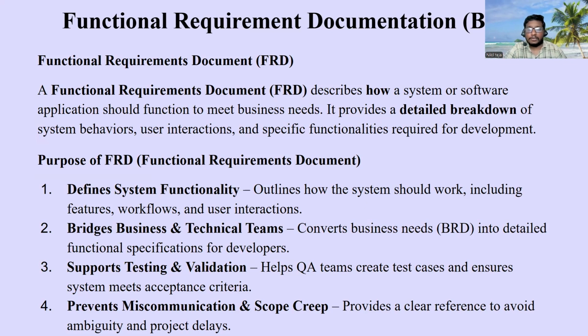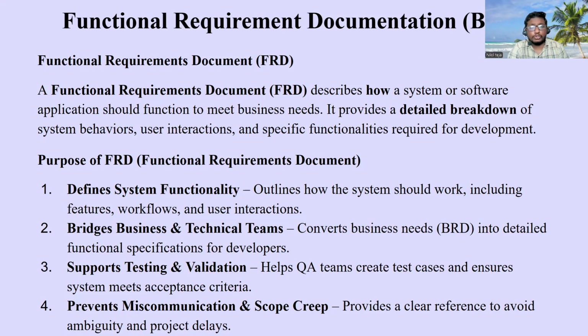The functional requirement document, or FRD, describes how we will be building the system. It provides a detailed breakdown of system behaviors, user interfaces, and system functionalities required for development. In the BRD you have the high-level view or objective, but in the FRD you have a detailed breakdown of everything: how we will build the software, what the user interfaces are, what the data flow is, and what the functional and non-functional requirements are.